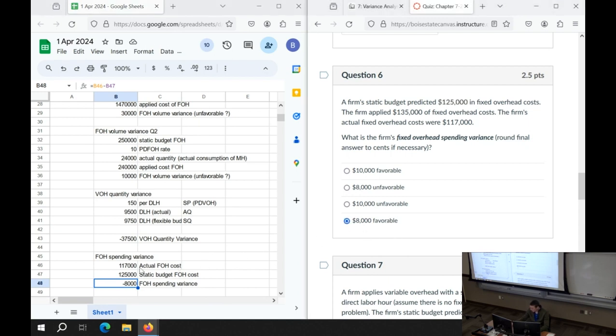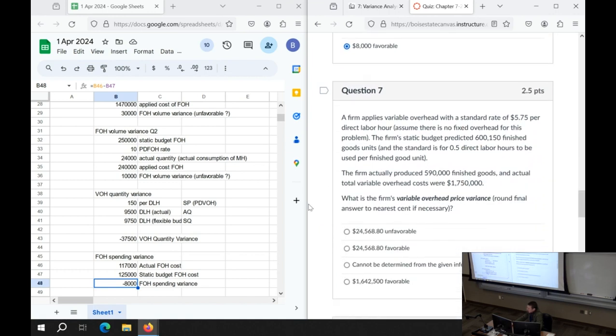Also, we can double check with the logic. Our actual fixed overhead spending was less than our static budget fixed overhead spending. That's favorable. Assuming we got the same amount for less, that's good. Same amount of stuff, same amount of fixed overhead goodness for our firm for less money, $8,000. That's a favorable number.